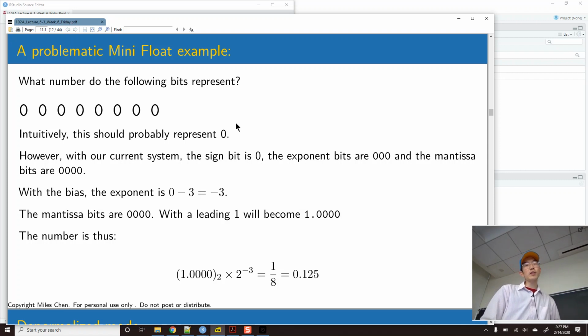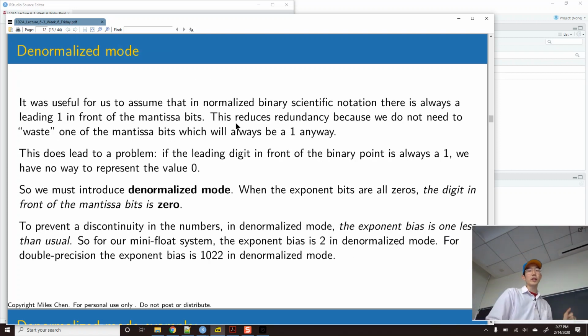So you feel like it should be 0, and with the current system, it doesn't work. And so this is why we have to introduce denormalized mode. Assuming that the mantissa bits always have a leading 1 is useful because it reduces redundancy, because that is true for almost all situations, with the exception of 0. If you've got a number in normalized scientific notation, it's going to have a number other than 0 leading. But if there's always a leading 1, there's no way to represent the value 0. So we have denormalized mode.